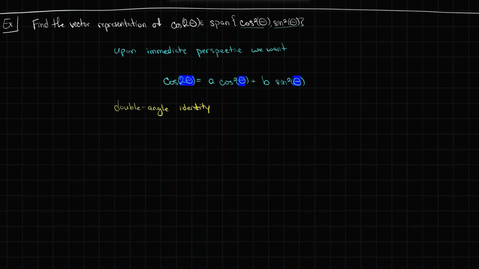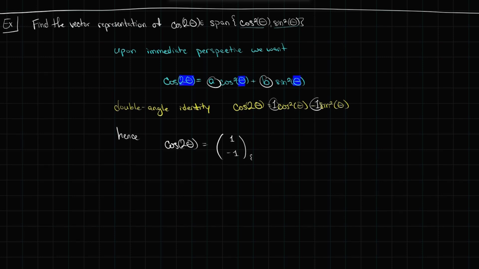The double angle identity for cosine is that cosine of 2 theta is equal to cosine squared theta minus sine squared theta. And at that point, we can actually see that A should be 1 and B should be -1. Hence, cosine 2 theta has a vector representation of 1, -1 with respect to the basis cosine squared theta, sine squared theta. So that's kind of a very nice example.